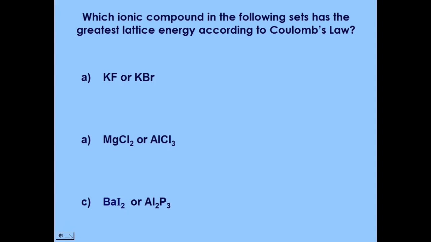So with KF and KBr, they both have potassium, which has a charge of +1. Fluorine and bromine are -1. So it's not the charge product that's going to have an effect, but it's the atom size. Fluorine is a little smaller than bromine, and because you're dividing by the radii, that would give you a larger lattice energy. So KF would be the compound in this set that has a greater lattice energy because of that smaller radius.